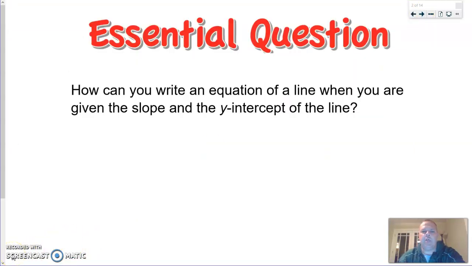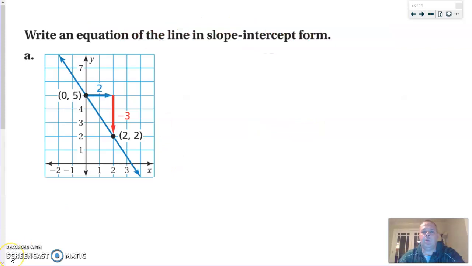Our essential question today is, how can you write an equation of a line when you are given the slope and the y-intercept? In our first example, if we have this, we can write an equation of the line in slope-intercept form. So you can see that we've got -3/2 would be that.